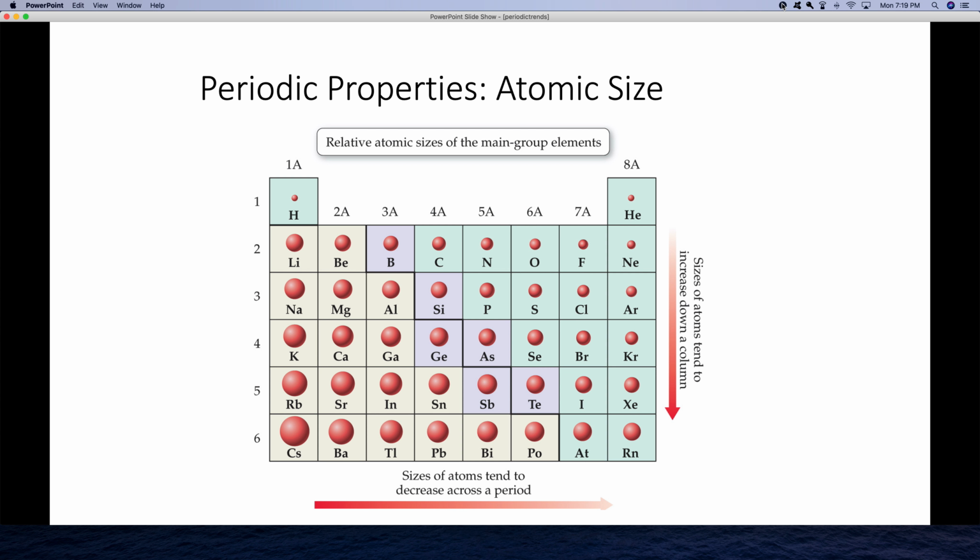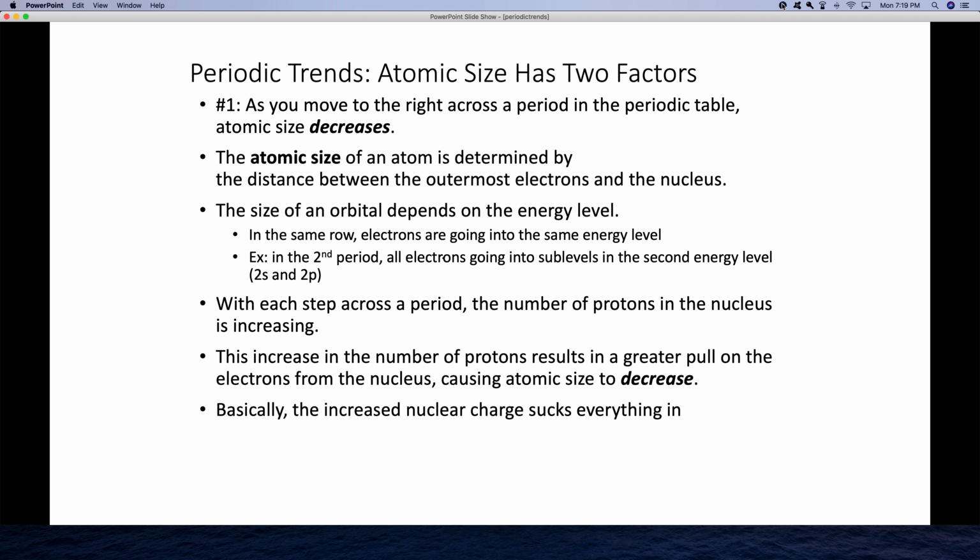Now let's look at why this is. All right, so there's really two factors that play into the size of an atom. First of all, as we move to the right across a period, the atomic size decreases. That's because, as we said, it's the distance between the nucleus and the valence electron. Now the reason for that is, once again, reviewing electron configurations. So if you have a periodic table or your textbook with electron configurations handy, you can see it.